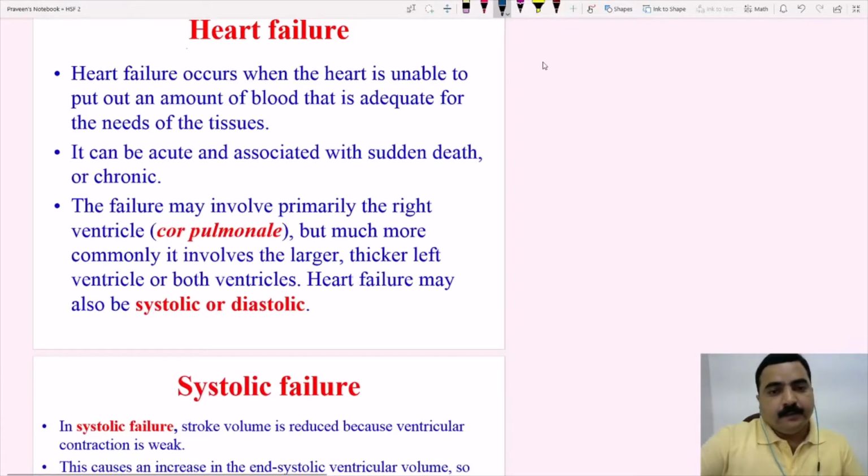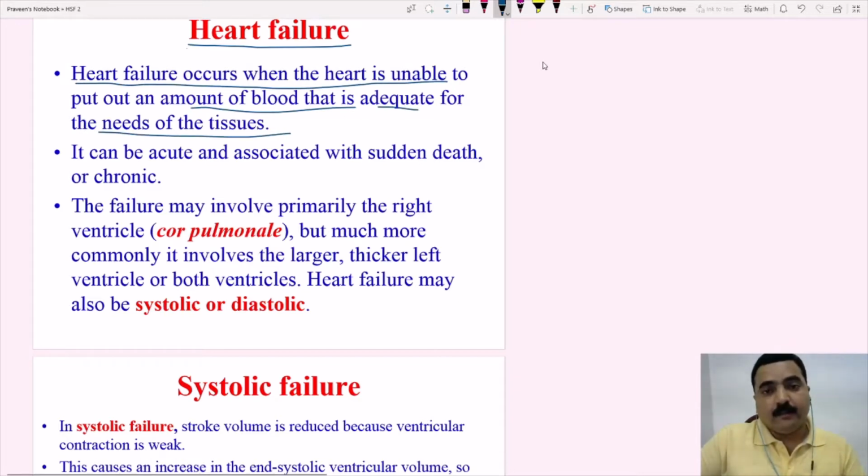In this lecture, we will study the pathophysiology of heart failure. Heart failure occurs when the heart is unable to put out an amount of blood that is adequate for the needs of the tissues. So heart failure does not mean whether the heart is working well or not. Even if the heart is working sufficiently well, if it is unable to provide the blood required for the tissues, then we call that condition heart failure.